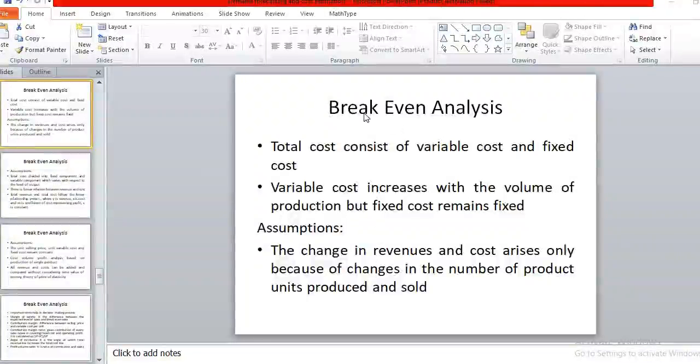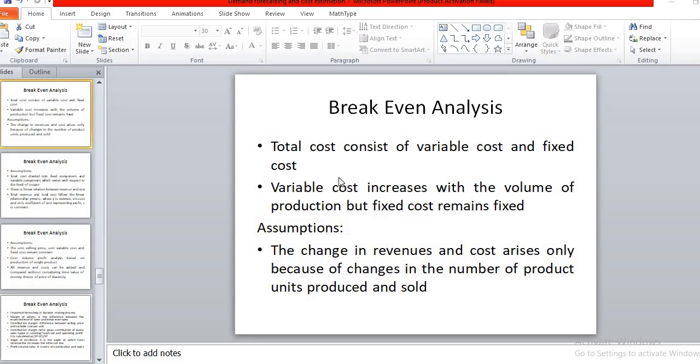In the previous video we discussed break-even analysis. This break-even analysis is also called cost volume profit analysis, CVP analysis, or break-even analysis, BEA.